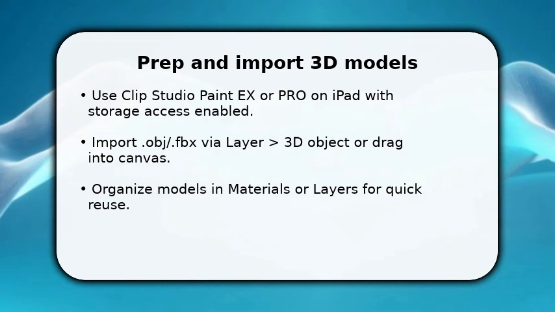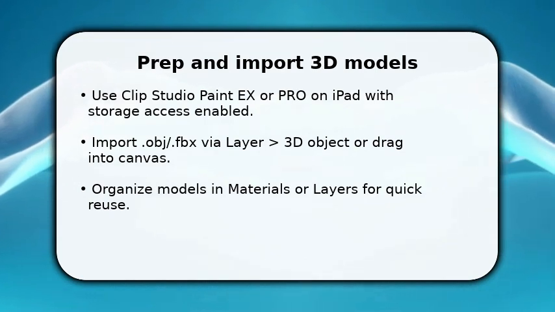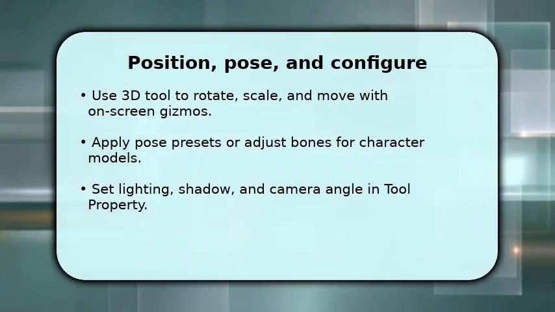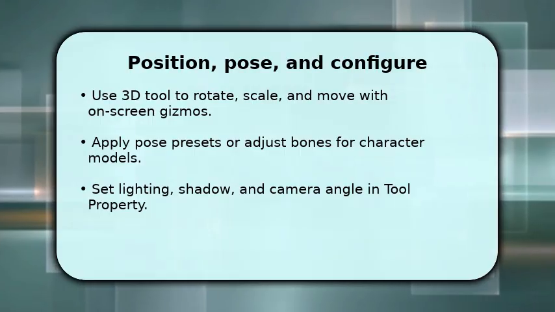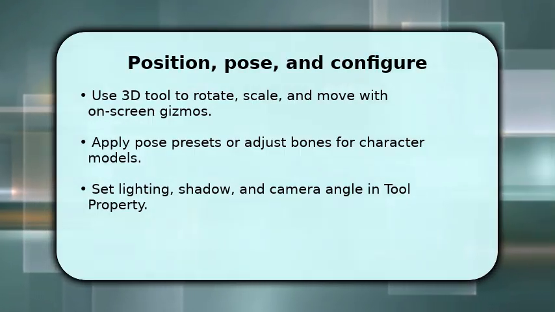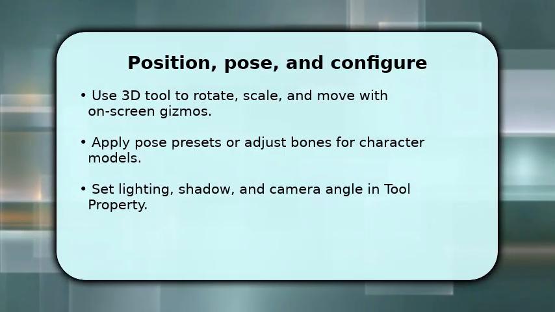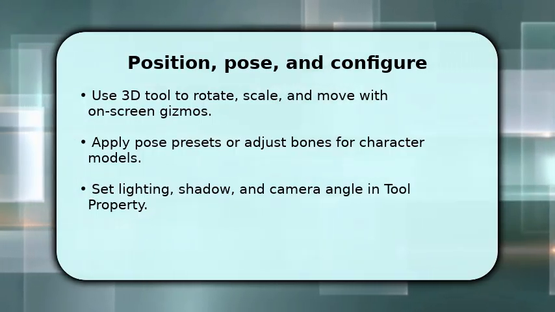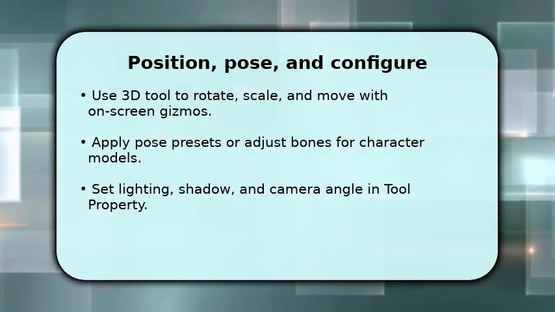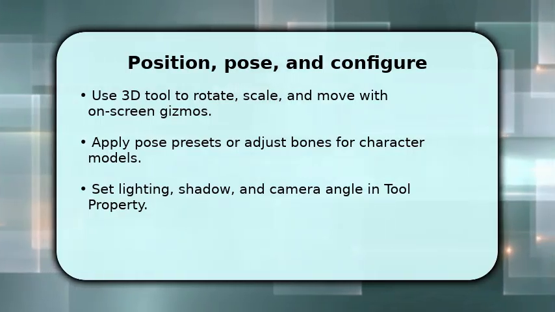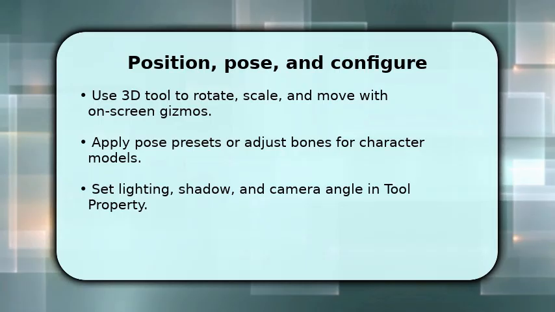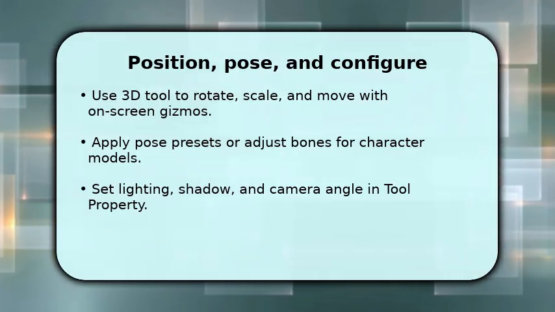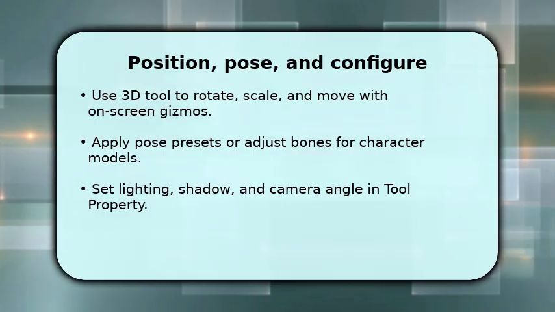Now you shape the scene, position, pose, and set camera angle. Use the 3D object tool to rotate, scale, and move the model with the gizmos. This gives you accurate perspective and composition. For character models, switch to pose mode and use preset poses or tweak individual bones for natural stance. Make sure to adjust lighting and shadow parameters in Tool Property so the 3D shading matches your intended mood. This helps when you paint over the render for consistent results.